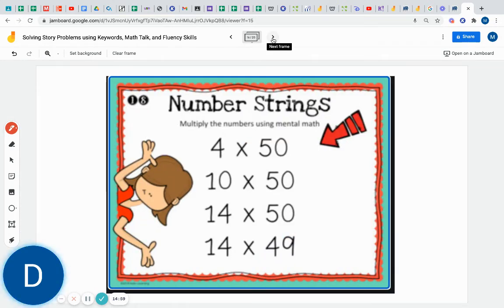Welcome back. Let's try another number string. This time you're going to be doing 4 times 50, 10 times 50, 14 times 50, and 14 times 49. Ready? Begin.